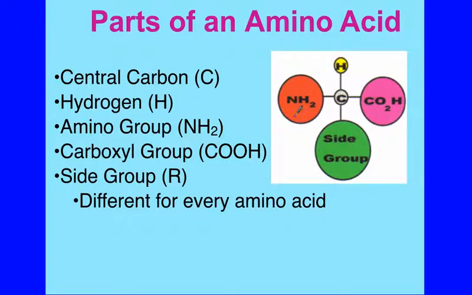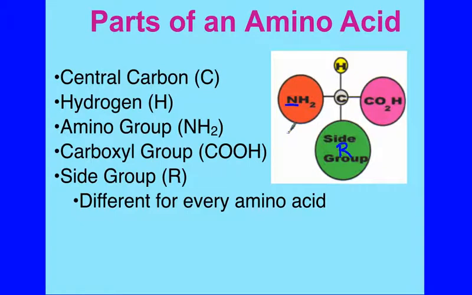There are lots of different parts that make up amino acids. This carbon is a central carbon right in the middle of the compound. It's going to have a single hydrogen attached to it, what we call an amino group, which has a nitrogen, and then a carboxyl group, or COOH group. And then this special group down here at the bottom called the side group is also called the R group, and that's what makes our 20 amino acids different from each other.